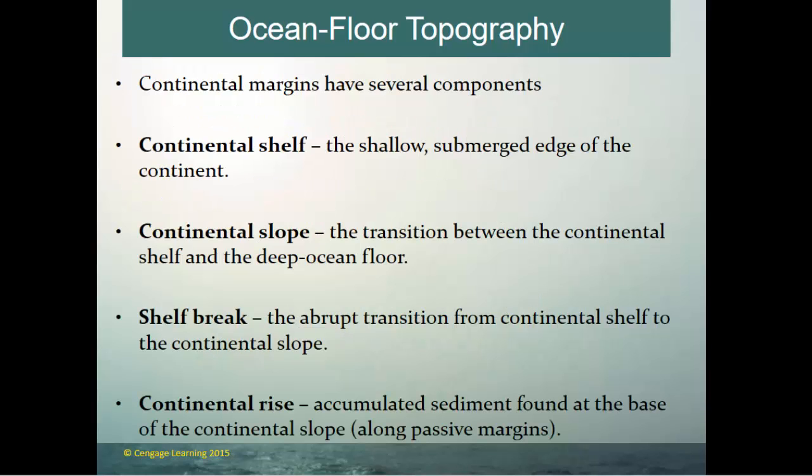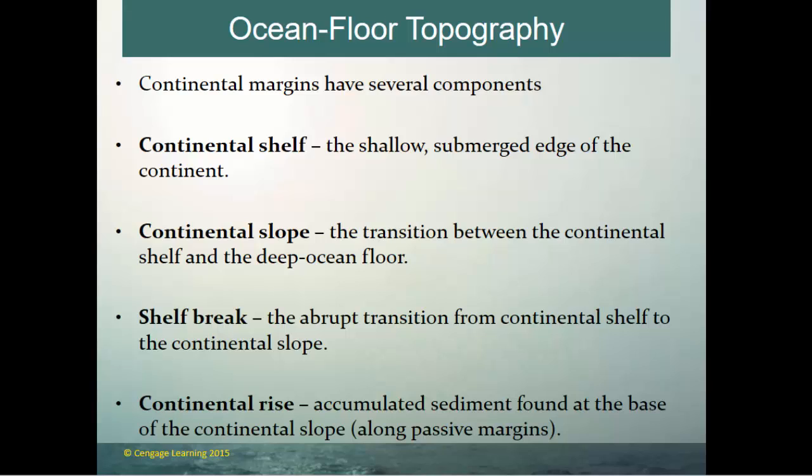So the continental margins, the seaward extension of the continent that's underwater, have several components. There is the shelf, which you've probably heard about since you were in grade school, the shallow, submerged edge of the continent. And then there's the slope, which is the transition between the continental shelf and the deep ocean floor. The shelf break is the abrupt transition from the continental shelf to the continental slope.